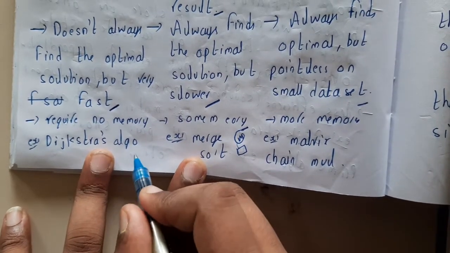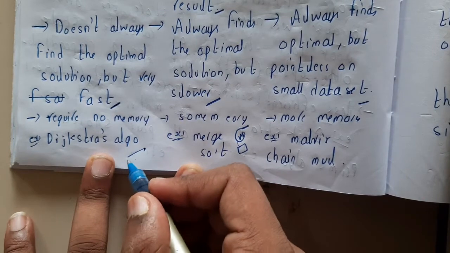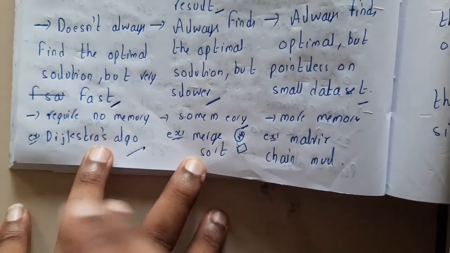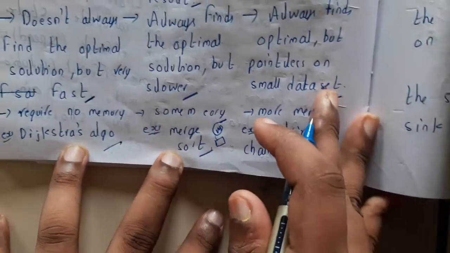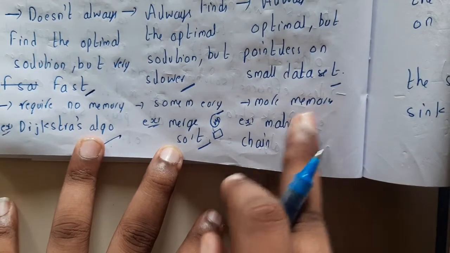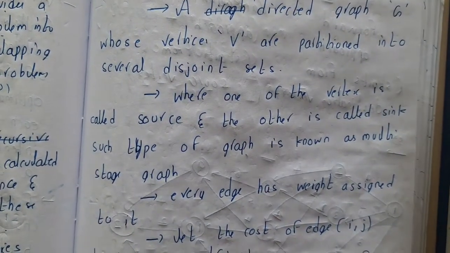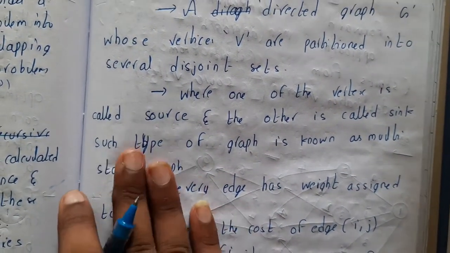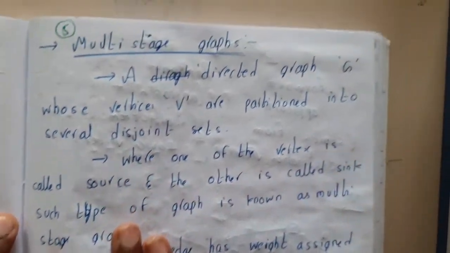The best example for the greedy approach is Dijkstra's algorithm. You can even write the knapsack problem and all the problems that we have discussed. For divide and conquer, there are all the sorting algorithms like merge sort and quick sort, and even search algorithms like binary search. In dynamic programming, you can write matrix chain multiplication, all pair shortest path, and so on. I hope everyone got a clear idea on the differences between the greedy approach, divide and conquer, and dynamic programming.